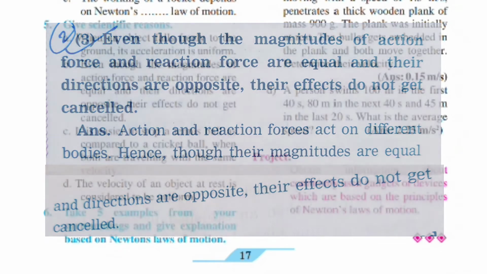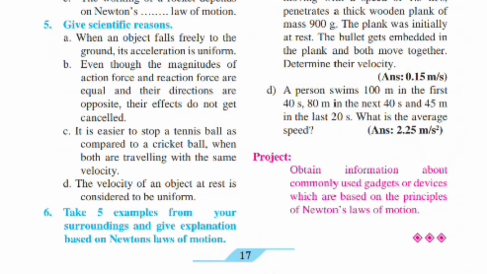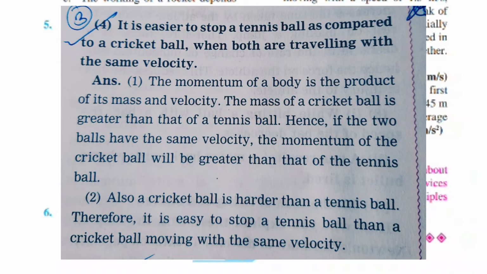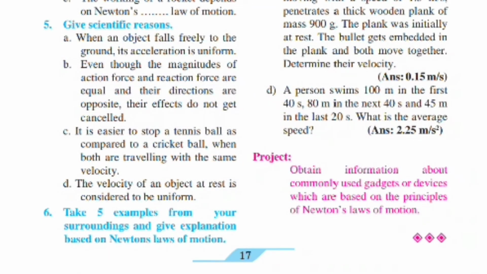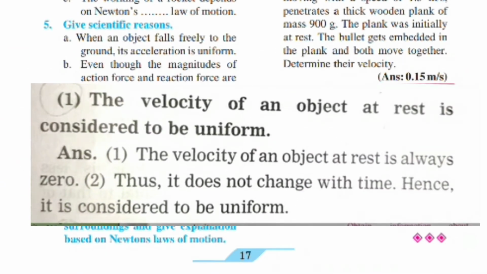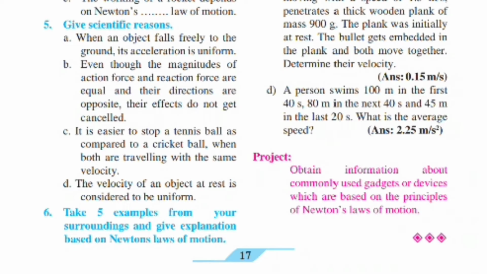You have to write this answer. Now third: it is easier to stop a tennis ball as compared to a cricket ball when both are traveling with the same velocity. Here is your answer, third question of question number 5. This also you have to write. Now fourth one: the velocity of an object at rest is considered to be uniform. Now this is your answer. Okay, these are the answers of question number 5.